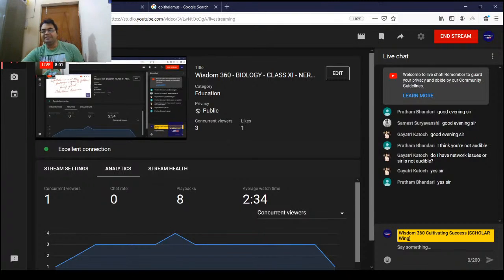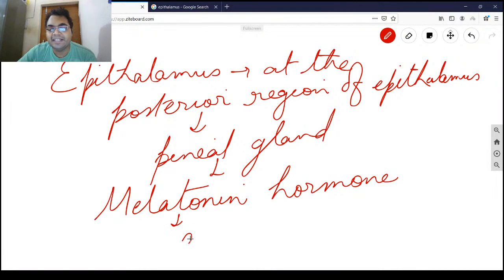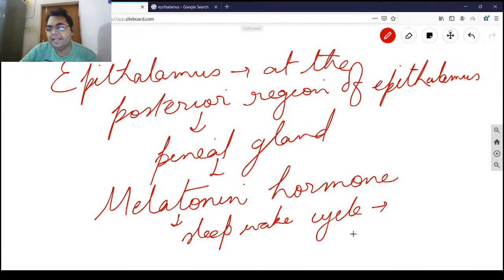Melatonin is a hormone that governs our circadian rhythm. Circadian rhythm means the sleep-wake cycle. That is the prime function of the melatonin hormone: the sleep-wake cycle, known as the circadian rhythm.